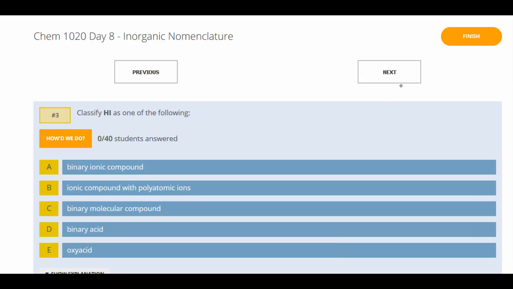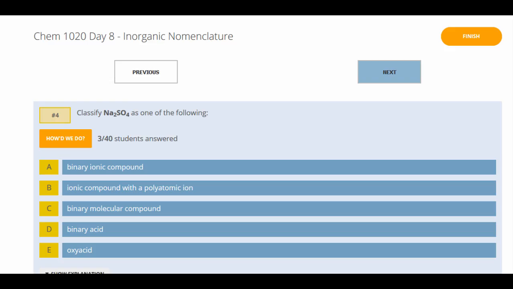Classify HI as one of the following. Is it a binary ionic compound? An ionic compound with polyatomic ions? Binary molecular compound, binary acid, or oxyacid? And we'll count down: 5, 4, 3, 2, 1. This here's a binary acid because it contains how many elements? 2 elements. And written out front is hydrogen. If hydrogen's written out front, that makes it an acid.